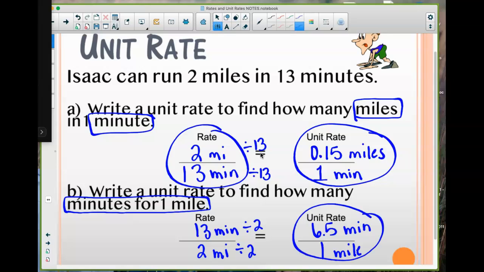Okay, these 2 unit rates mean the exact same thing. Which one's more useful? A or B? Which one do you think makes more sense? Which do you think is more useful information? To know 0.15 miles per minute or 6.5 minutes per mile? Would you say part A is more useful or part B is more useful? If you had to choose.